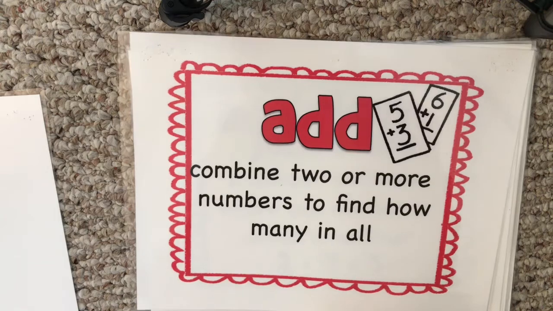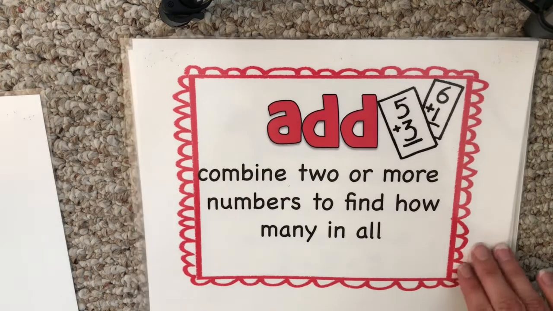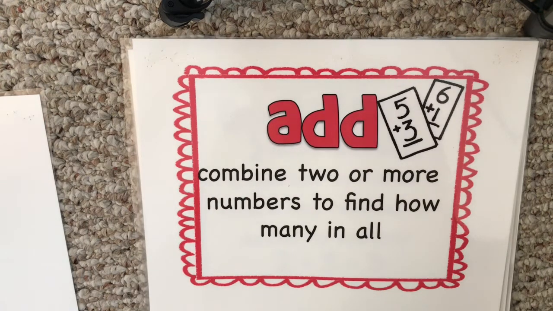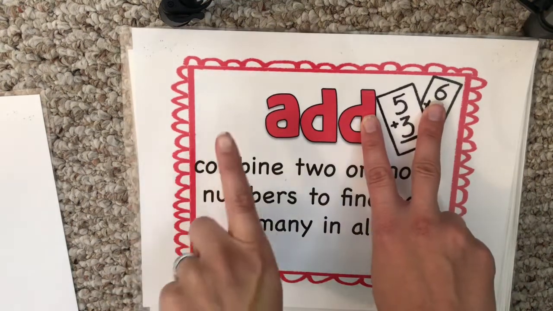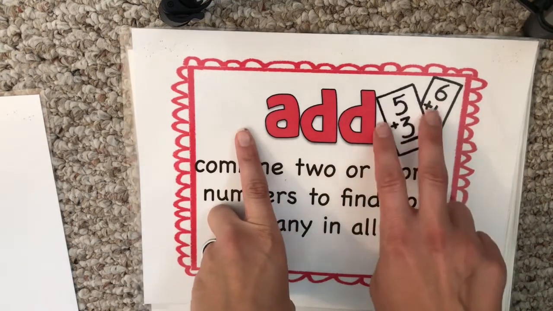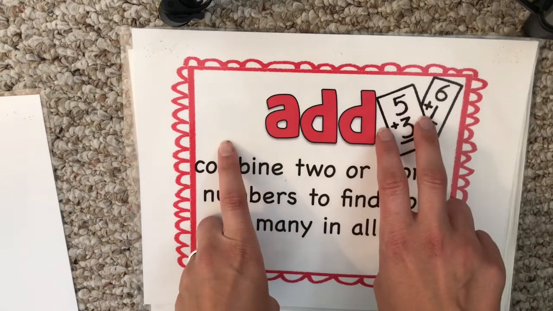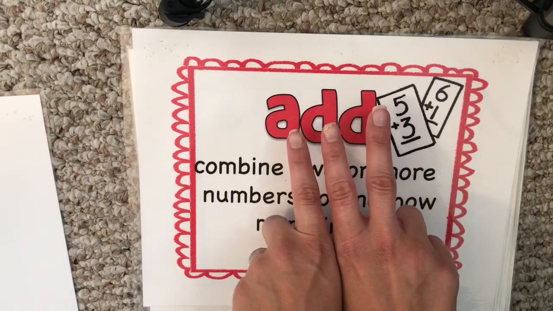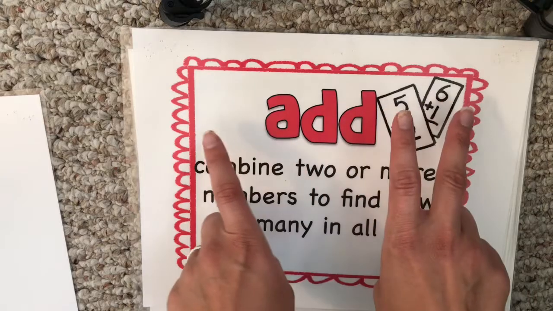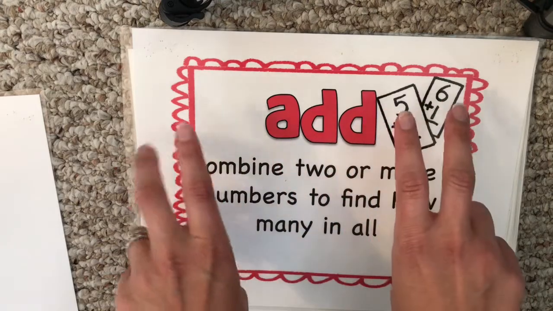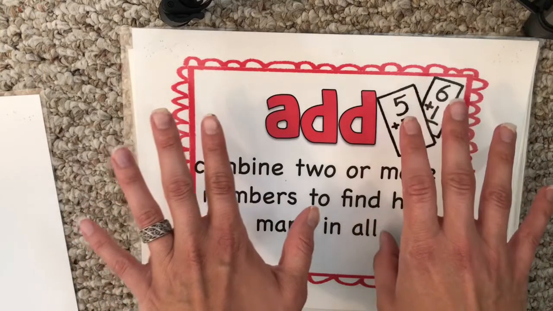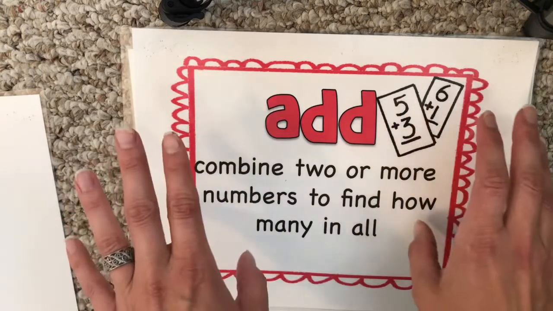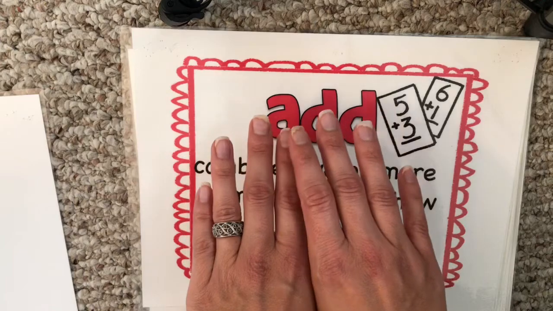Add. Well, you've been practicing that. Add means to combine 2 or more numbers to find how many in all. So you can take 2 numbers and put them together with another. You can take a set of numbers and put them together to find an answer. So add means to put numbers together. Sometimes we have 2 groups, right? This group and this group. And sometimes we can have more than 2 groups. But add means we're taking them and putting them together.